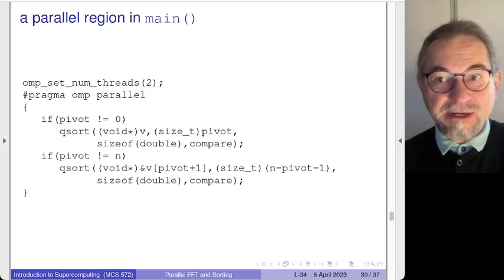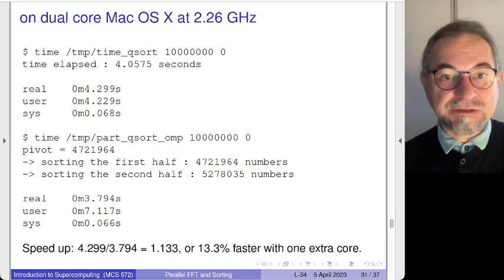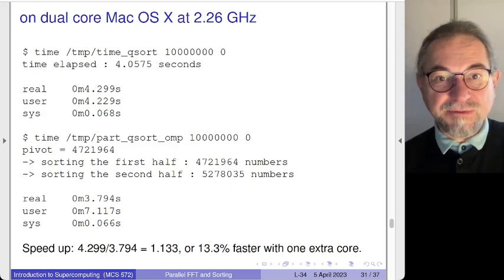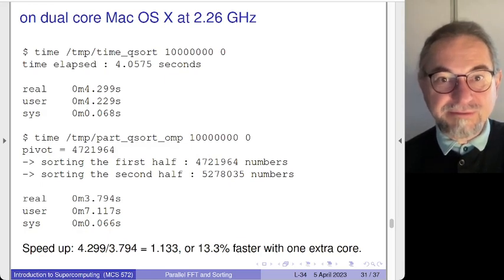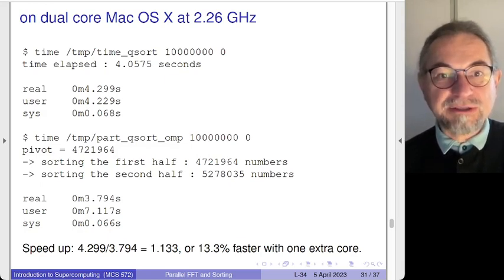Simply with two threads, I wrote this exercise just to see what would happen if I have a multi-core, a dual-core laptop. Can I speed this up? And of course the answer is yes. This comes from the early runs of the course, where I was still very, very happy with the good results that we got with a very plain application of OpenMP.